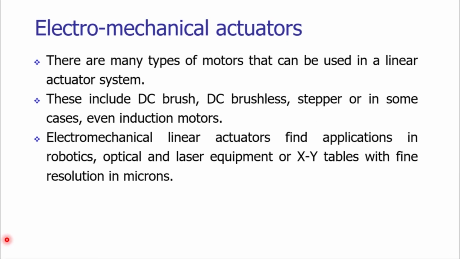In electromechanical actuators, many types of electric motors are used, and these are the DC motors, AC motors, stepper motors, and the servo motors. The electromechanical actuators find enormous applications in robotics, in optics, and in laser equipment. Basically, the electromechanical actuators are the key element in the automation industry.